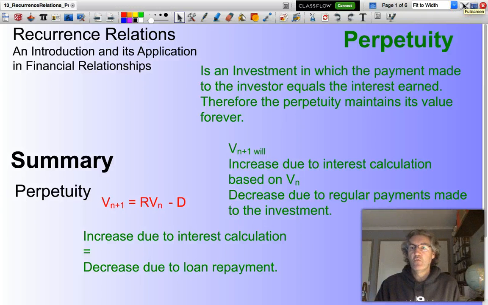Hello and welcome. In this presentation we will be looking at perpetuities and how they are implemented using recurrence relations.